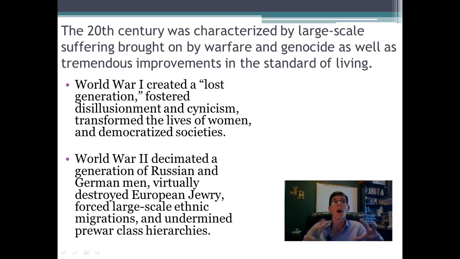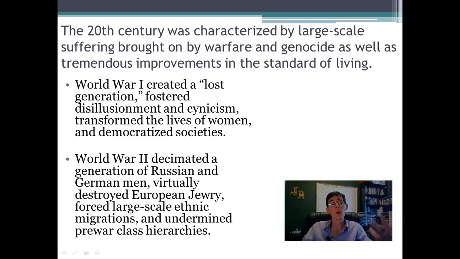This is a really interesting juxtaposition of opposites here. You've got large-scale suffering of warfare and genocide. Now juxtapose that with tremendous improvements in the standard of living for a great number of millions of people. World War I did create a lost generation. It did foster disillusionment and cynicism, but it did transform the lives of women and democratize societies.